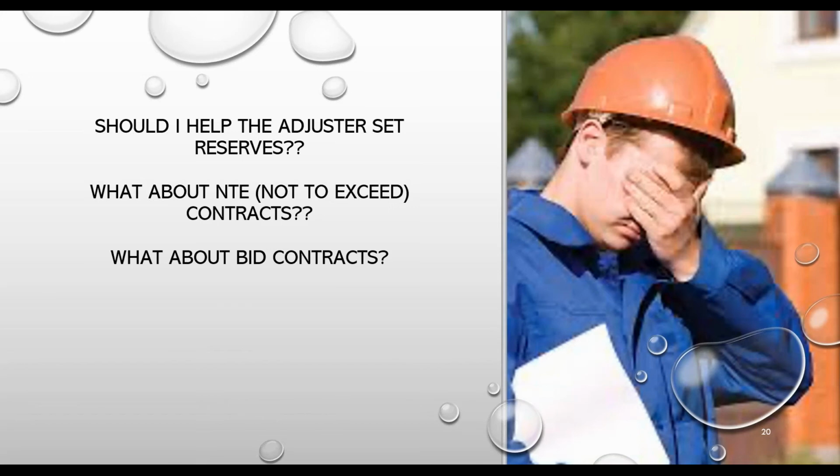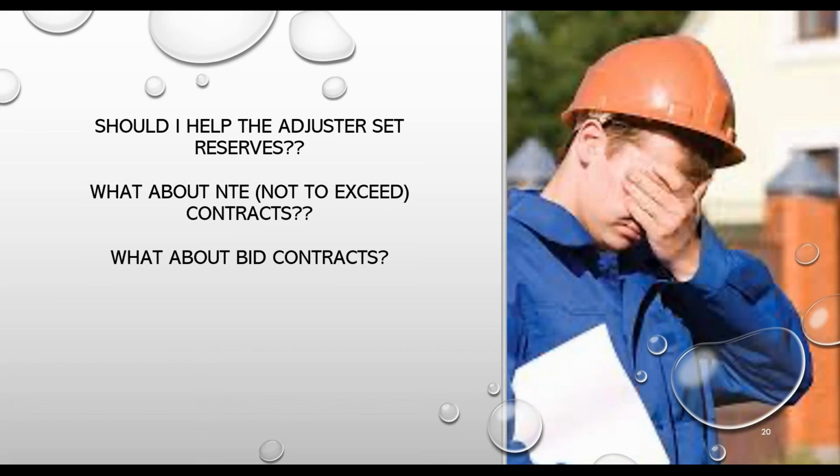Or you can do what some companies do and just say, hey, let me give you all the information I can and let me leave setting the reserves to you, because you do that every day. You know how to do that very well. So that's the spiel about reserves and ideas about that.